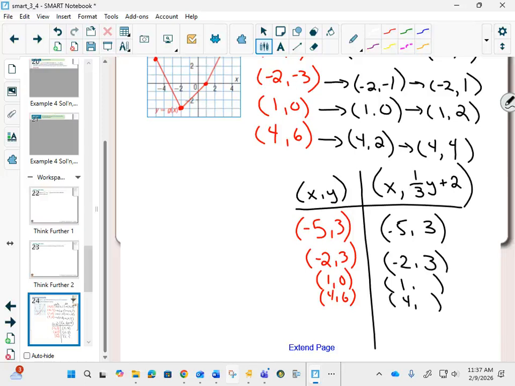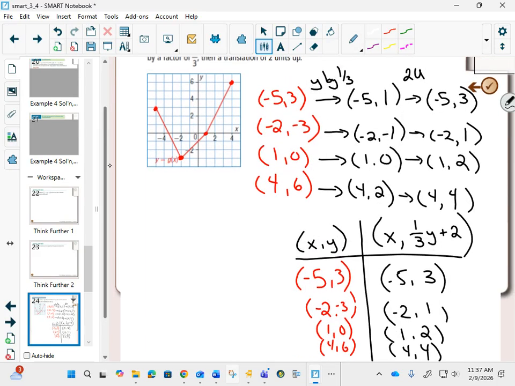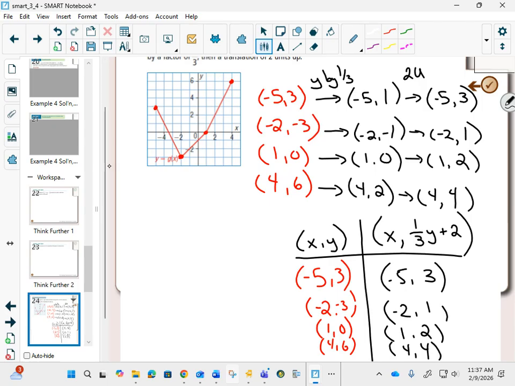Oh, I wrote that point wrong. I have to change that. Pick up my eraser. I copied the point down wrong. It was a -3 there. So 1/3 times -3 is -1, plus 2 will give me 1. 1/3 times 0 plus 2 will give me 2. And 1/3 times 6 is 2, plus 2 will give me 4. Will my points match up? Yes. Two different methods of doing the same thing.